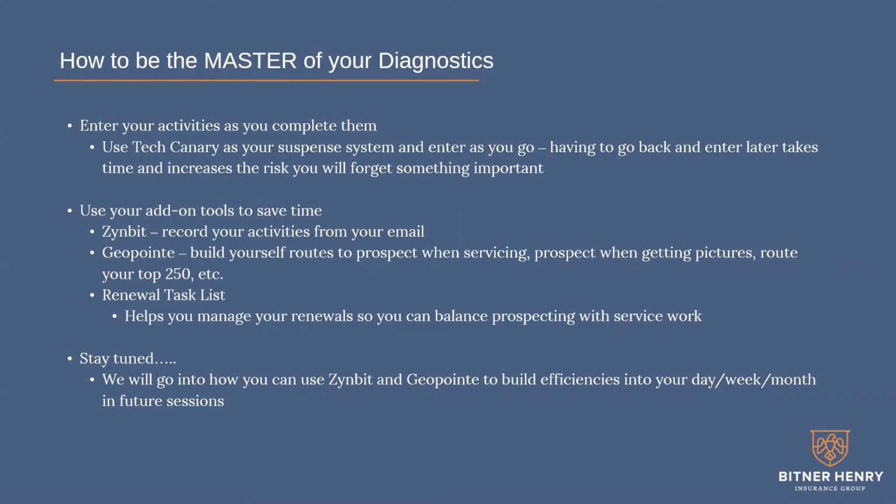I would also recommend GeoPoint. GeoPoint allows you to build routes to prospect when servicing, or you can prospect when you're getting pictures. You can route your top 250 list if you want. So if you're going all the way out to point A, you might as well route out other opportunities along your way. Drop bags on your way back home, or if you leave early and you do it on the way too. There's ways that you can multitask so that you don't just go all the way out, maybe an hour and a half, and all the way back for one appointment. I would recommend using those things. You can build these routes, and when you build the routes, you can download them to your phone. You can plug your phone into your car, and it'll tell you exactly where to go and what to do next.